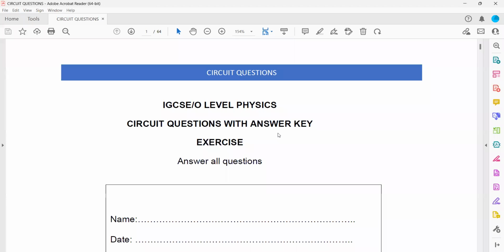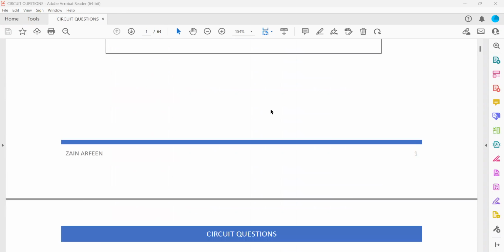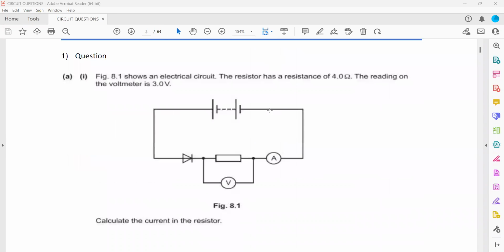So this exercise is related to the circuit question, and the answer key is also attached. At the end of each question you will find the answers as well. So figure 8.1 shows an electrical circuit. The resistor has a resistance of 4 ohm. The reading on the voltmeter.